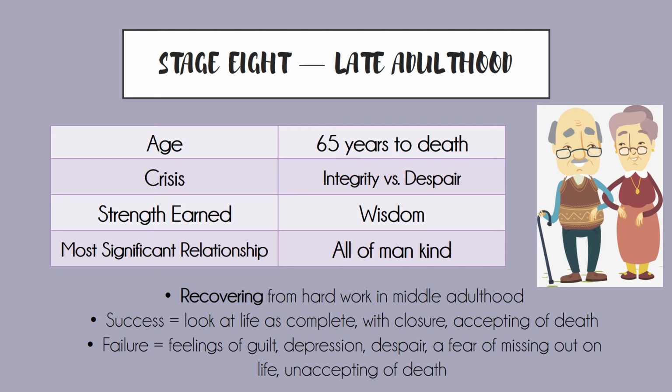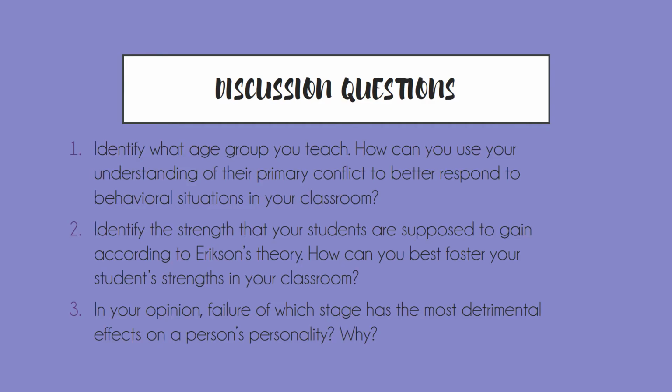So a person who is successful in this stage will feel some kind of despair because otherwise they're in denial of their own impending death. The most significant relationship here is all of mankind, because it's very important to this stage to accept kind of the life cycle as almost over and as something that was coherent and whole, and just being very accepting of that. All right, and those are our 8 stages of Erik Erikson's theory of psychosocial development.